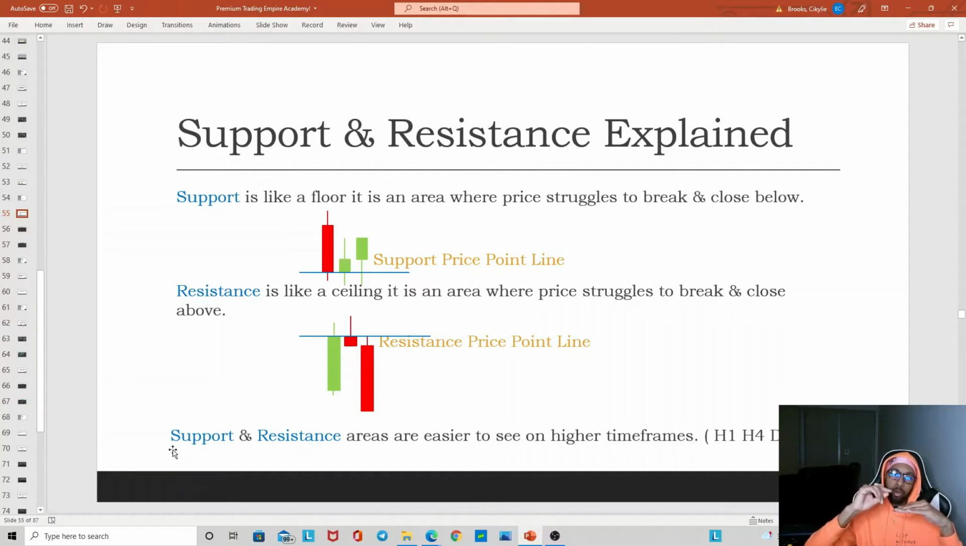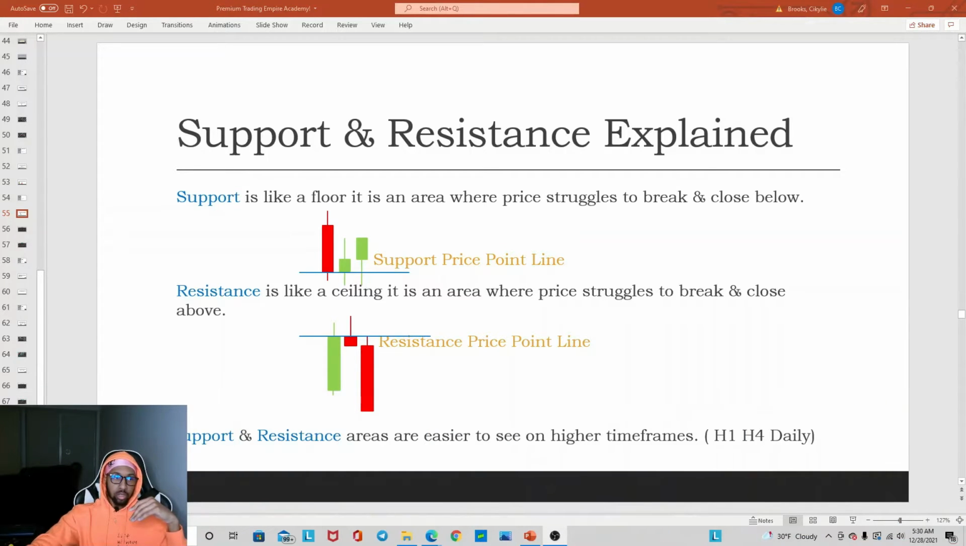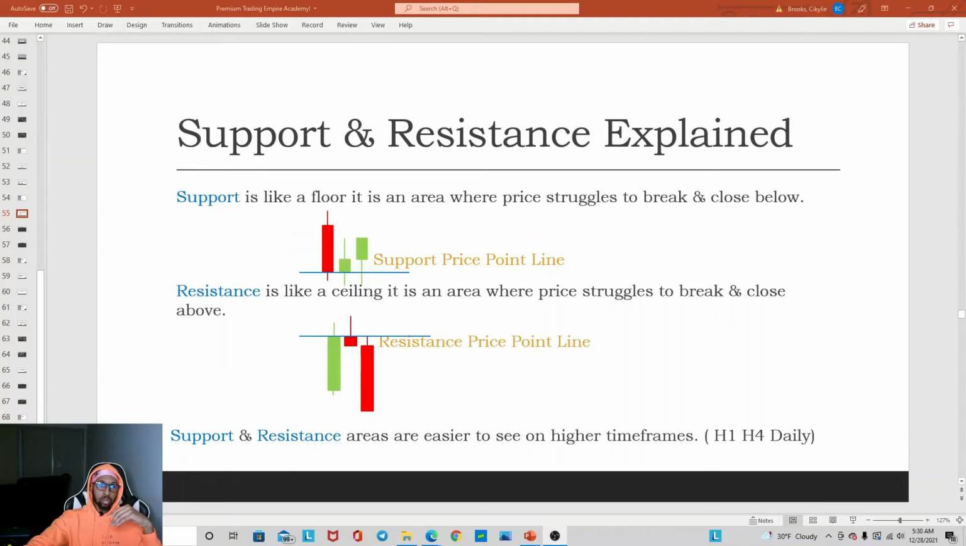If you ever see the market hit a level and it wicks and comes back with the next candle and it wicks again, that can let you know, okay, this is a strong support level, especially if it's on the daily time frame or the 4-hour time frame. Let me move my box out the way on this side so y'all can see what's going on.